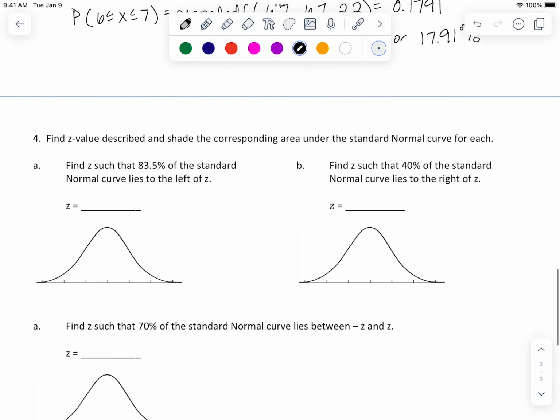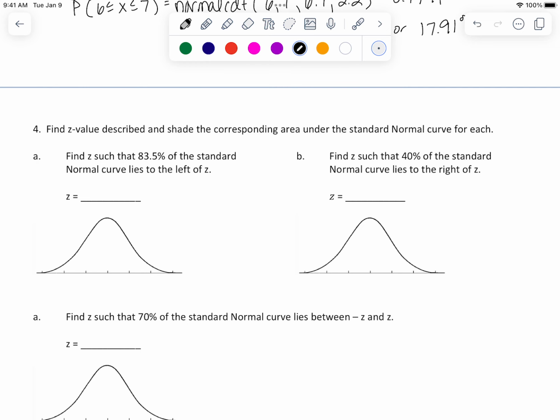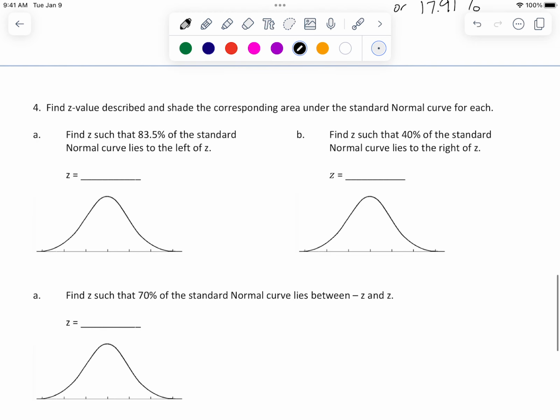All right, our last section, find the z value described and shade the corresponding area under the standard normal curve for each. A says, find z such that 83.5% of the standard normal curve lies to the left of z. So I want 83.5% to the left. So when we're doing this, here's my 0, here's my 1. If we're unsure where to put this, you can always calculate it first and then draw the curve. It's going to be about here somewhere.